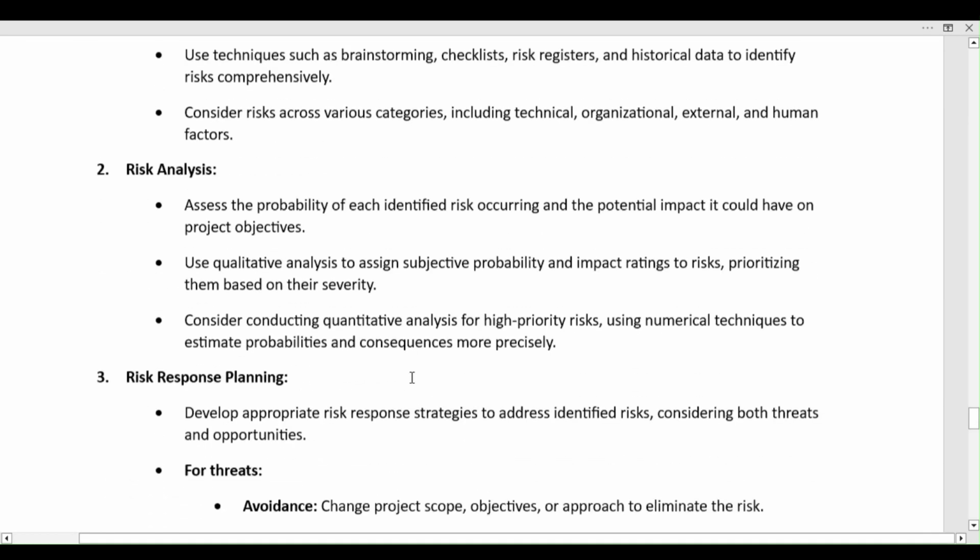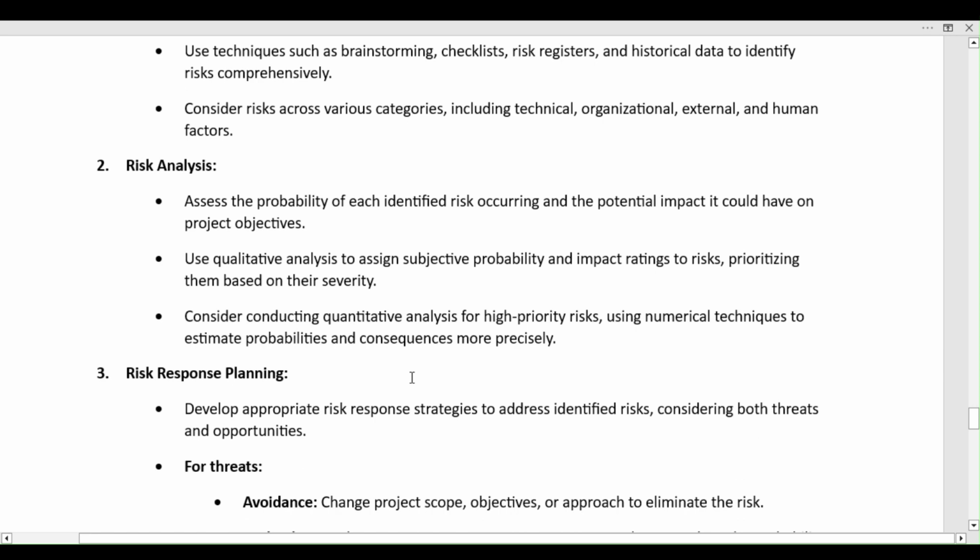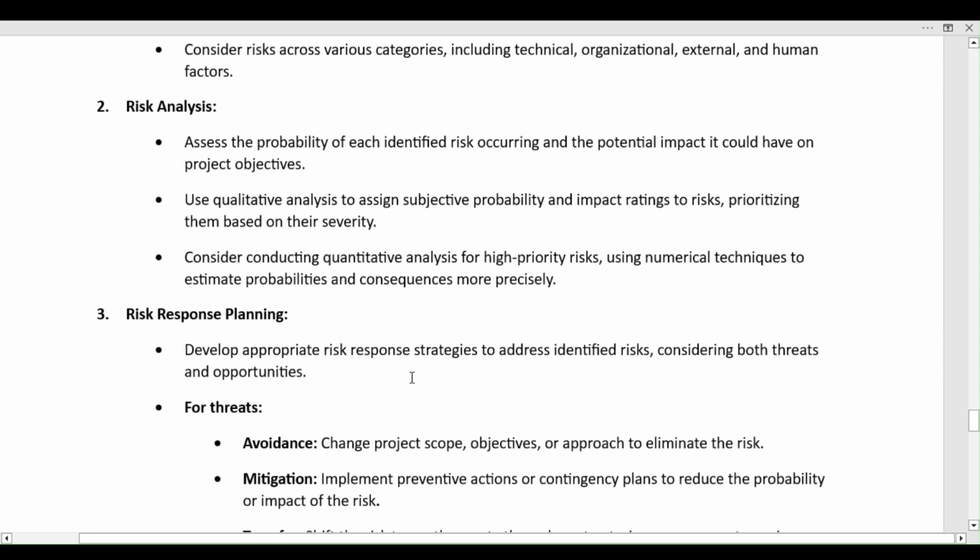Okay, let's move to the second. Now it's time to analyze the risk. The first step you need to take is to assess the probability of each identified risk occurring and the potential impact it could have on project objectives. Second one is use qualitative analysis to assign subjective probability and impact ratings to risks, prioritizing them based on their severity. Third one is consider conducting quantitative analysis for higher priority risks using numerical techniques to estimate probabilities and consequences more precisely.